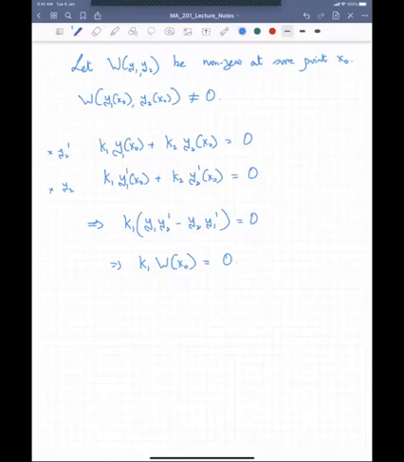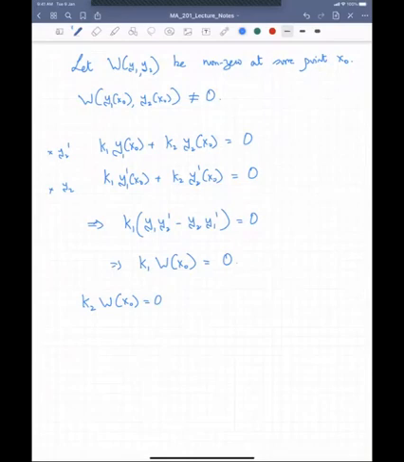So this is a lousy notation, W at x0. I simply mean that W, which is a function of y1 and y2, is evaluated at the point x equal to x0. Since it is laborious to write, I'm simply using this shorthand notation. Similarly, you can do a slightly different manipulation and multiply the first equation by y1 prime and the second equation by y1 and subtract. And you can also get k2 W of x0 equal to 0.